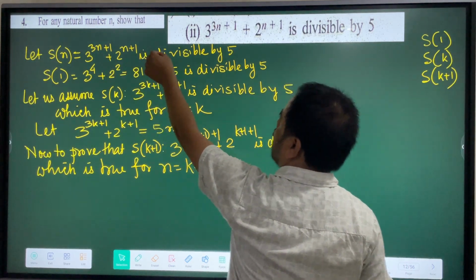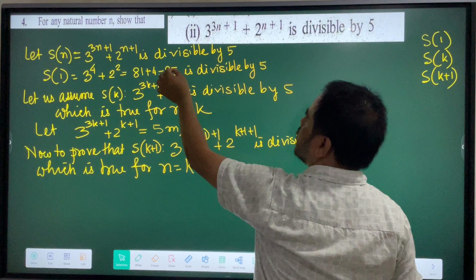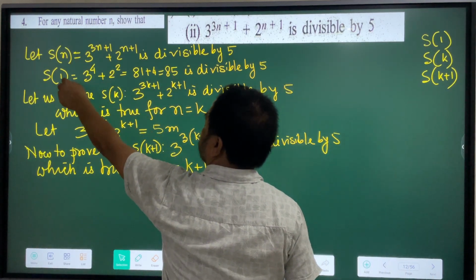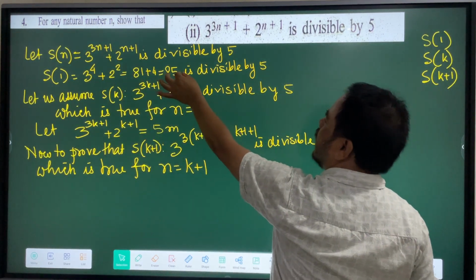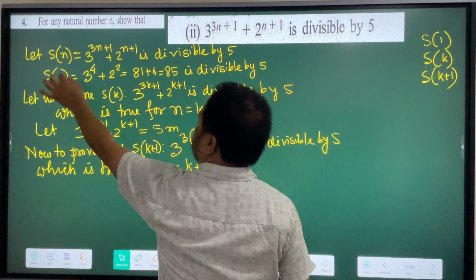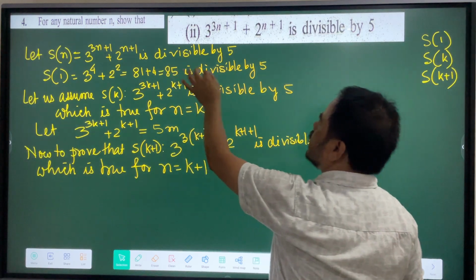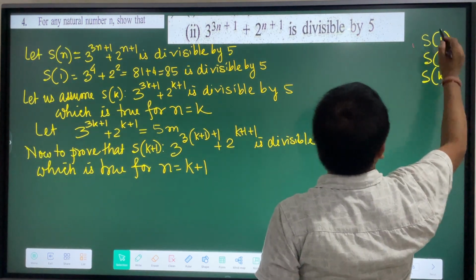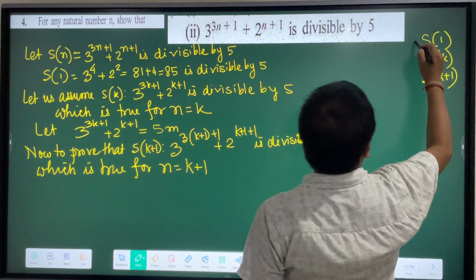So Sn equals the term that is taken. Then S1 is written by putting 1 in place of n. Calculation is done: 85. 85 is divisible by 5. Putting the value of n as 1, we have got 85, so it is divisible by 5. S1 is finished.